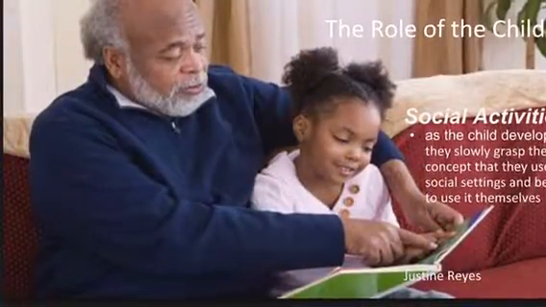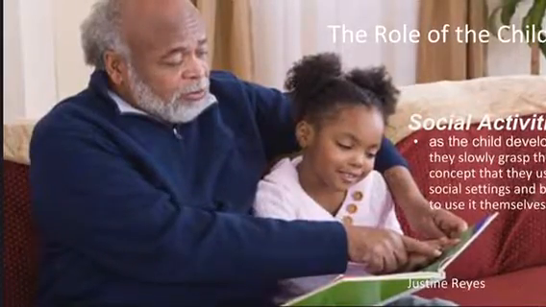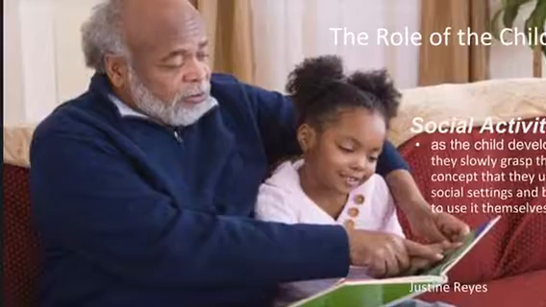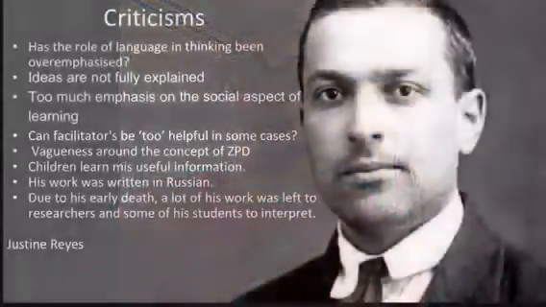So another category is the role of the child in social activities. As the child develops, they slowly grasp the concept that they use in the social settings and begin to use it themselves. So in the previous example that I used, which is also a social activity, the father reading the book to his daughter, it's transforming the way the child perceives modes of transportation. She will begin to classify these items herself when she sees cars, buses, trains, and so many other modes of transportation in her real life settings.